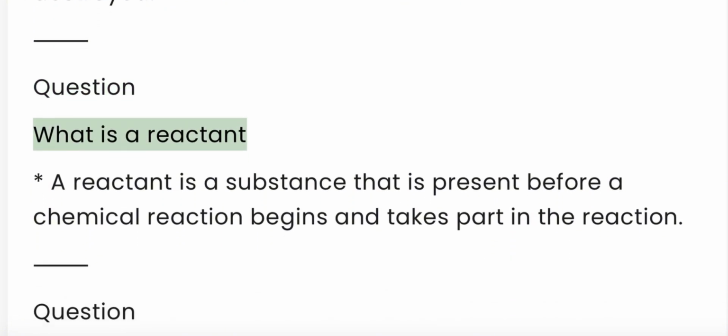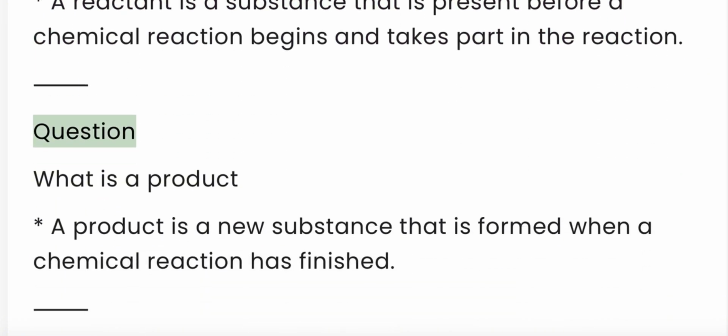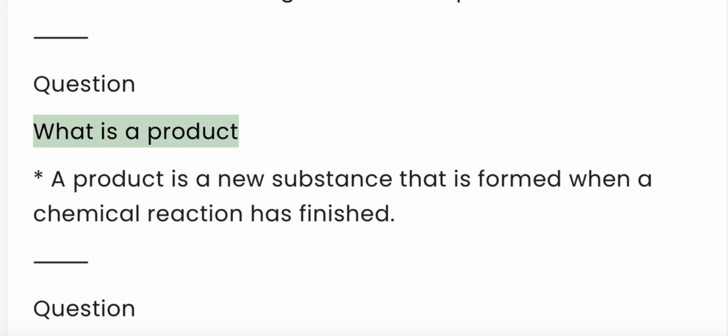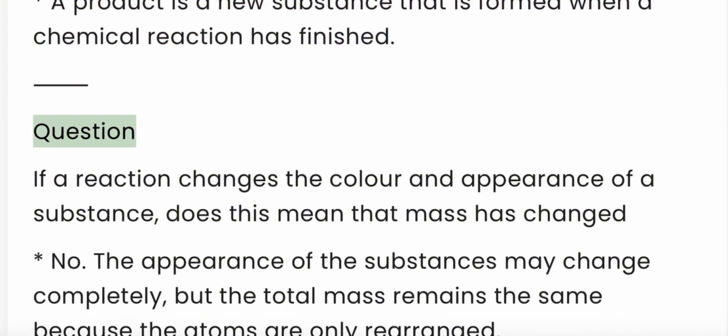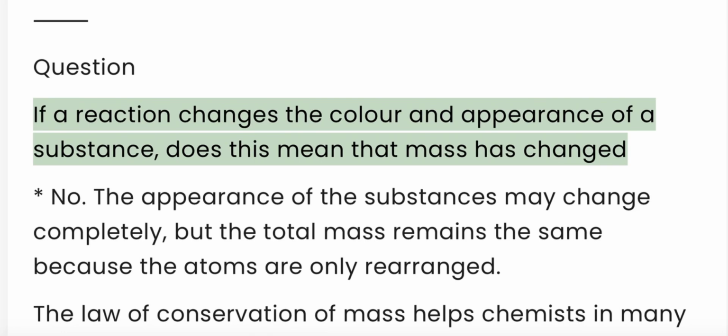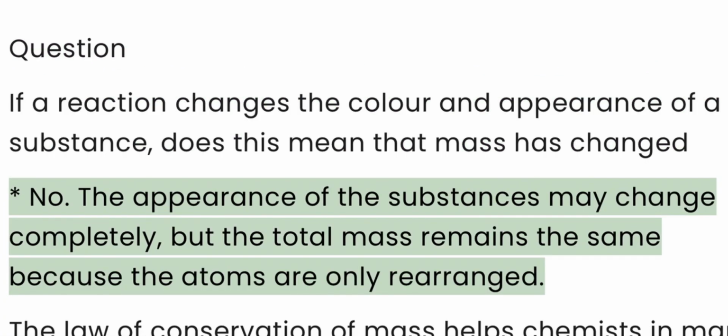Question: what is a reactant? A reactant is a substance that is present before a chemical reaction begins and takes part in the reaction. Question: what is a product? A product is a new substance that is formed when a chemical reaction has finished. Question: if a reaction changes the color and appearance of a substance, does this mean that mass has changed? No. The appearance of the substances may change completely, but the total mass remains the same, because the atoms are only rearranged.